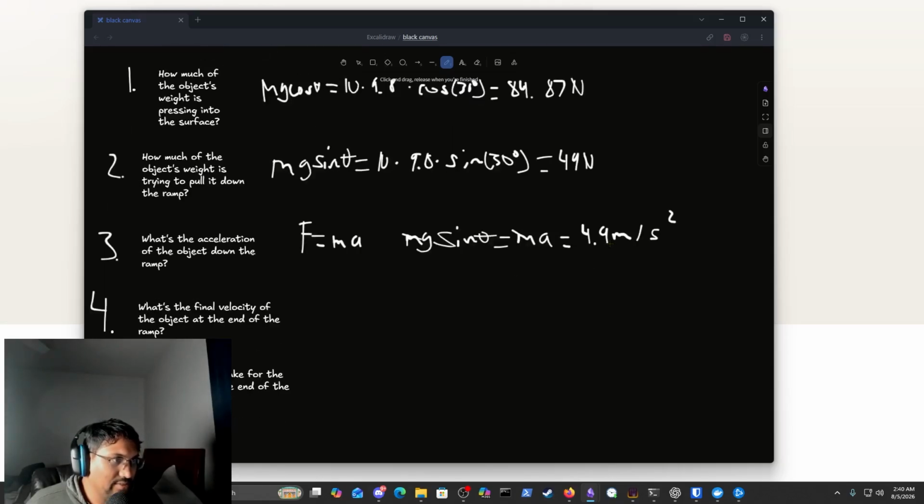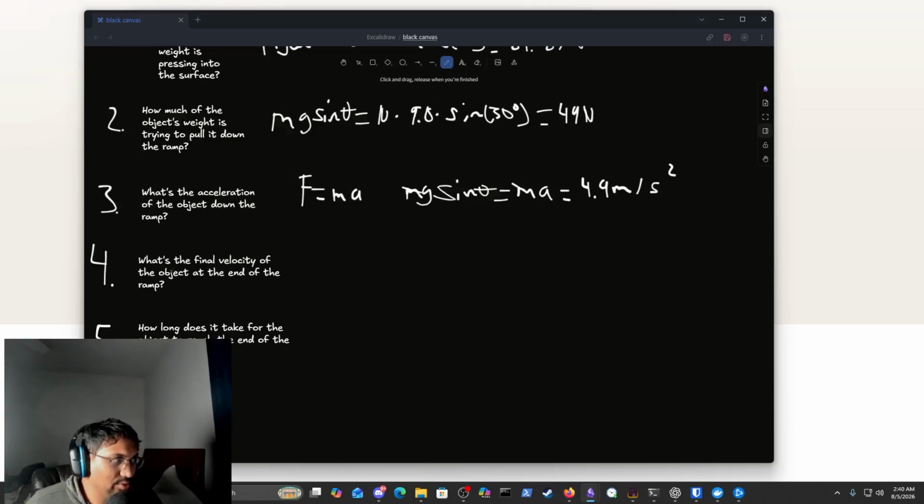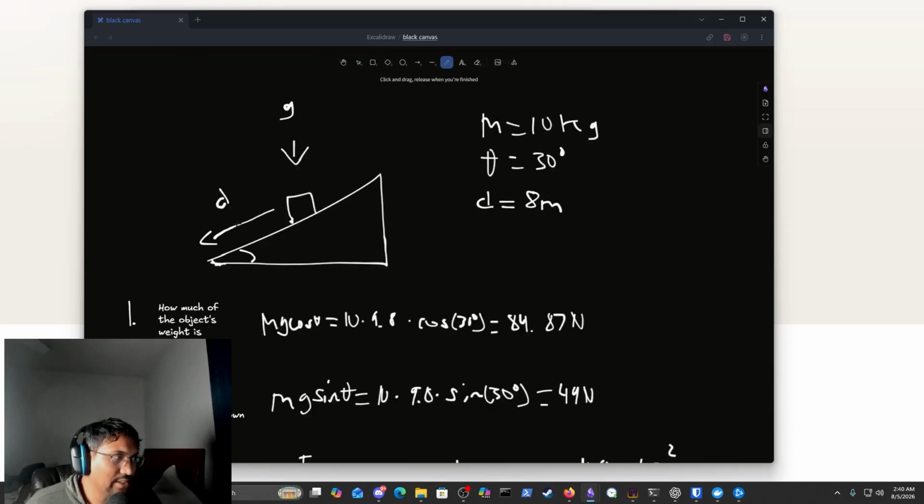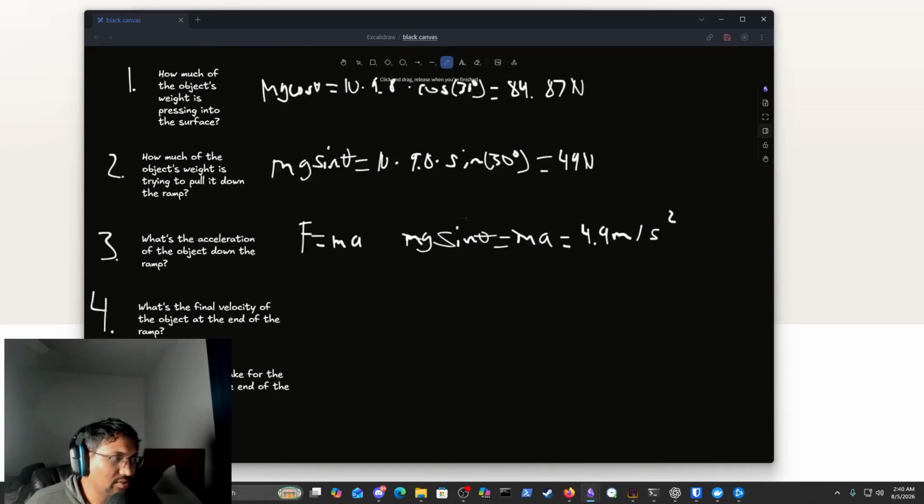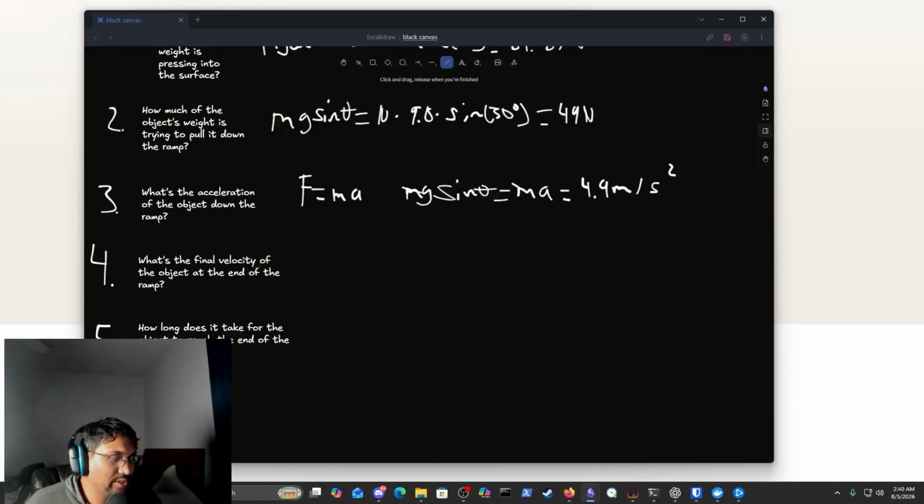Now that we have that, it opens us up to solving some other basic kinematic questions. So what's the final velocity of the object at the end of the ramp? Again, we know that the distance to the end of the ramp is 8 meters. But we don't have time, so we have to think about what equation we can use for this. We have final velocity as a function of time for constant acceleration, position as a function of time, and velocity as a function of position. Since we don't have time, we probably want to use velocity as a function of position.